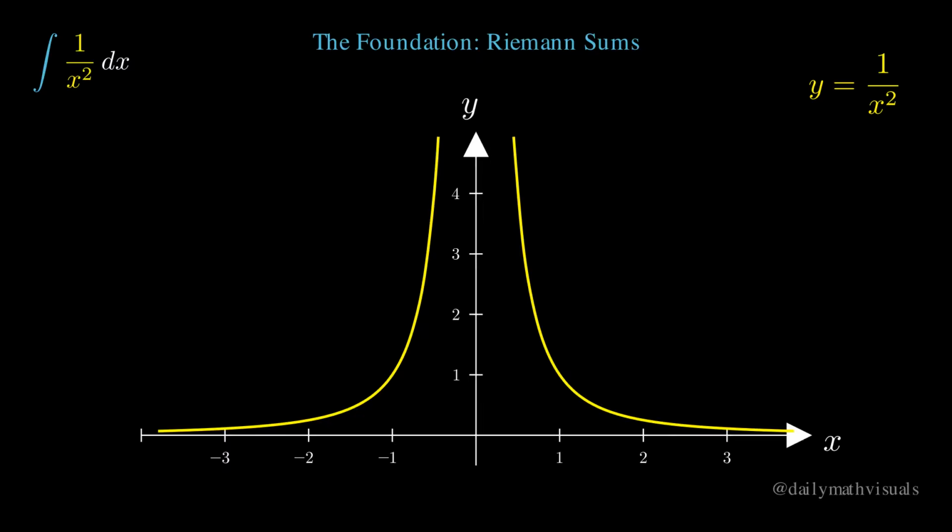The fundamental idea of integration is approximating the area with rectangles. Start with a few rectangles. The approximation is rough, but it gives us an idea. Add more rectangles, the approximation gets better. Even more rectangles, and in the limit, as we use infinitely many infinitely thin rectangles, we get the exact area. This is the magic of calculus.